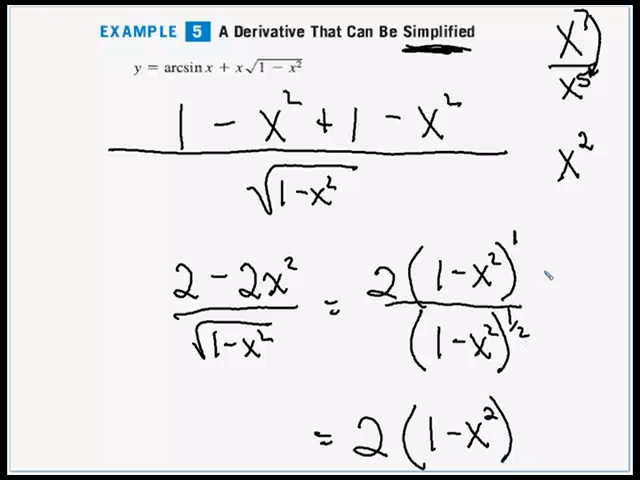And let's check our exponents. 1 minus 1/2 is 1/2. So there's our final answer. You know, here it looked pretty complicated to begin with, the arcsine of x, plus, and then we had our product rule going on here. When it was all said and done, it did simplify down real nice to 2 times the square root of 1 minus x squared.